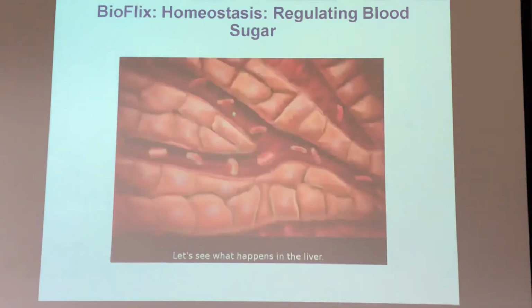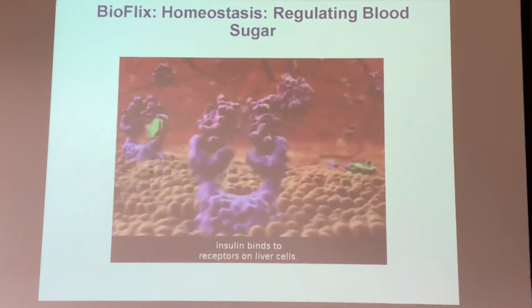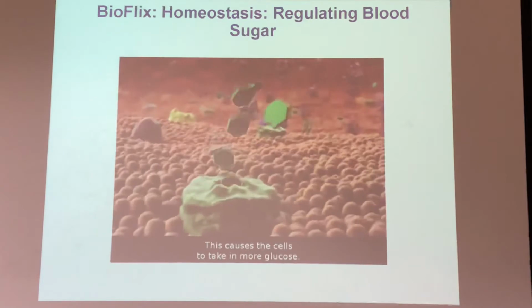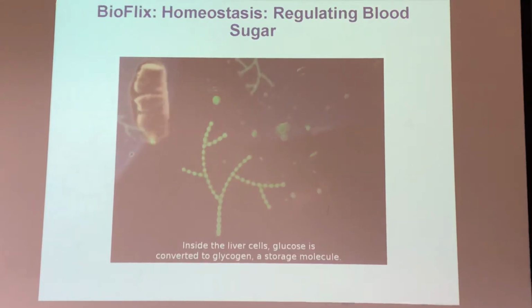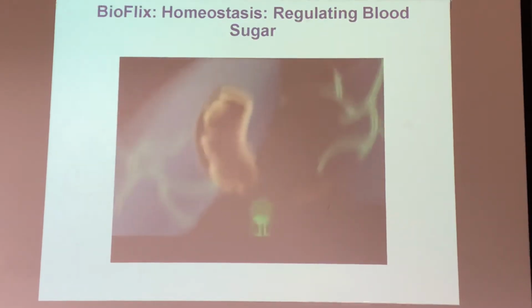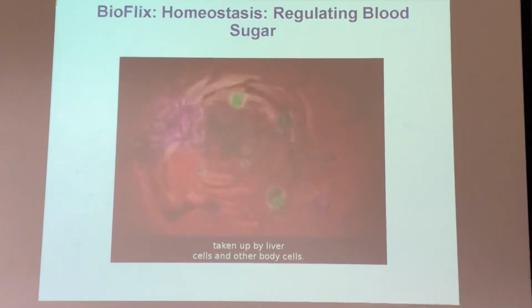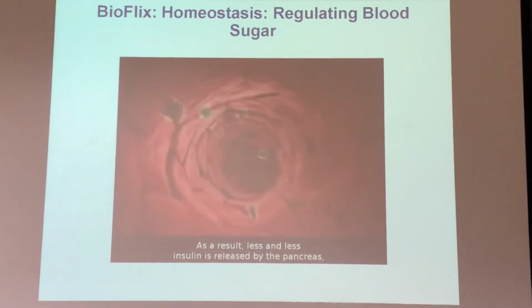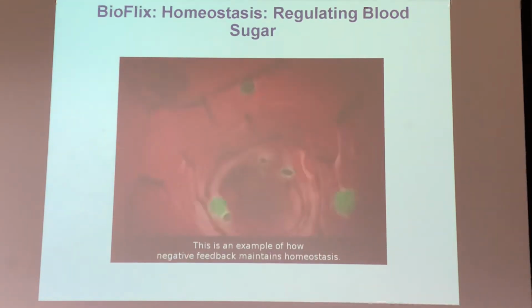Let's see what happens in the liver. Insulin binds to receptors on liver cells. This causes the cells to take in more glucose. Inside the liver cells, glucose is converted to glycogen, a storage molecule. Blood glucose levels decrease as glucose is taken up by liver cells and other body cells. As a result, less and less insulin is released by the pancreas, and blood glucose levels stabilize at their set point. This is an example of how negative feedback maintains homeostasis.